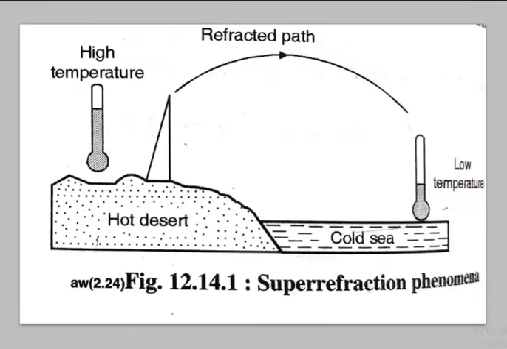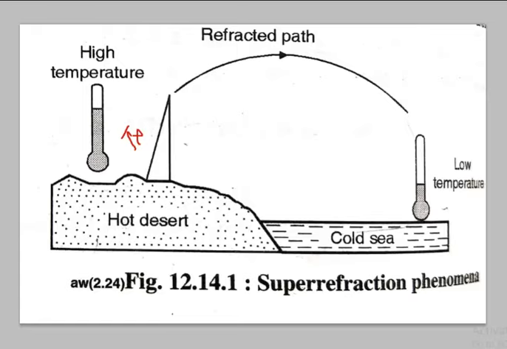Now this is the super refraction phenomenon. The transmitter is located at a hot terrain and the receiver is located at a lower temperature terrain or a colder region. Then the path of the wave is something like this, and this is known as super refraction. This refraction is unusual. This is a lot larger than what is expected out of the normal sending of the wave.